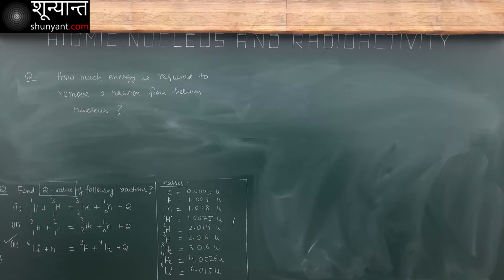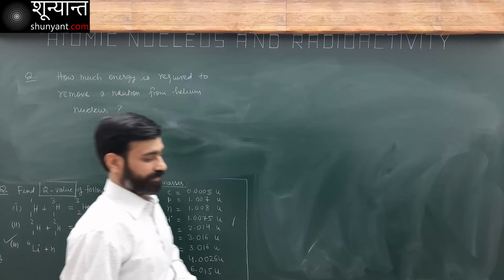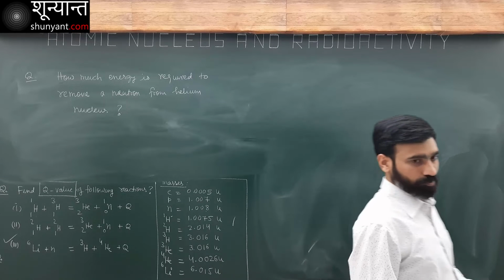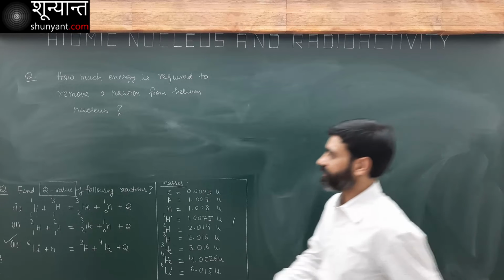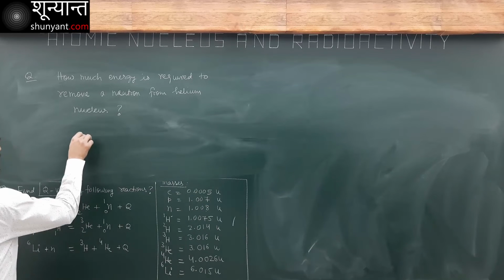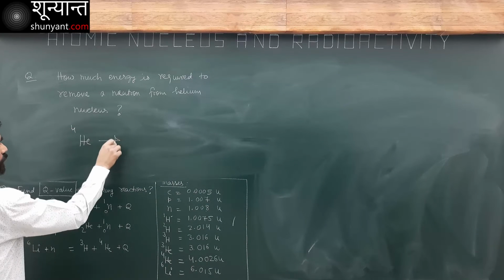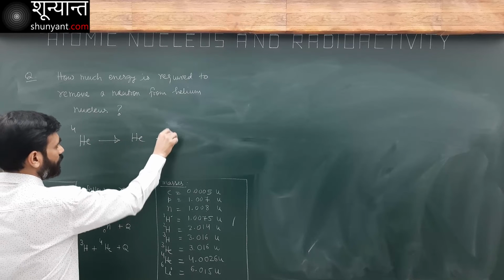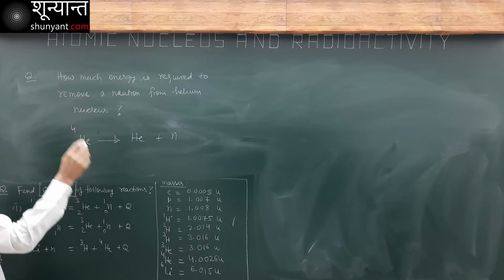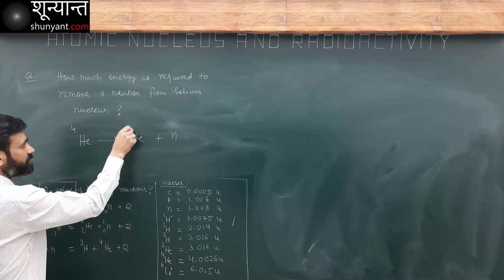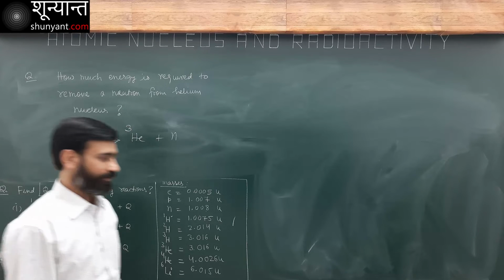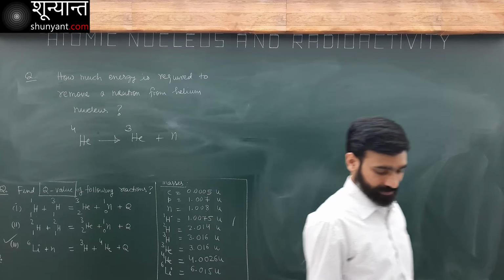From helium nucleus, I want to remove one electron. That means I have this normal helium nucleus, He4. Now from this, I want to remove a neutron. Then this nucleus will change. It cannot remain this. It will change into this. What do you think? How much energy will be required?